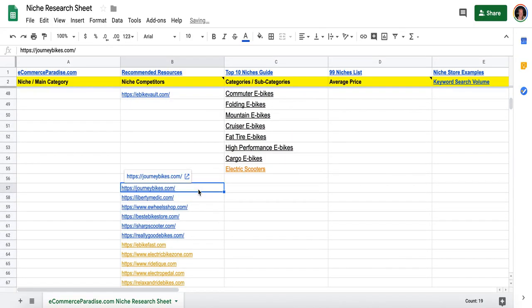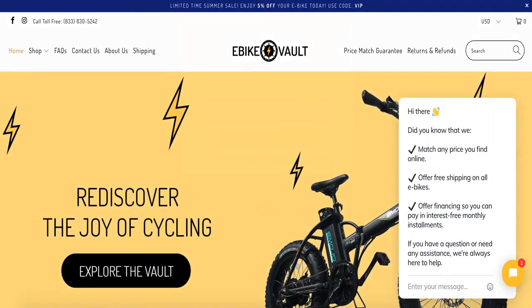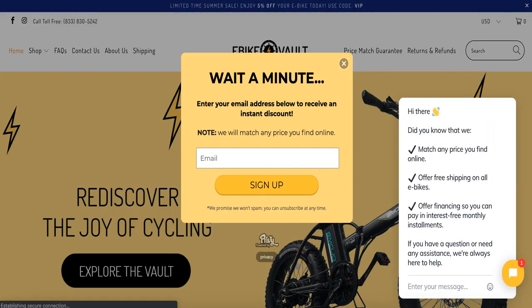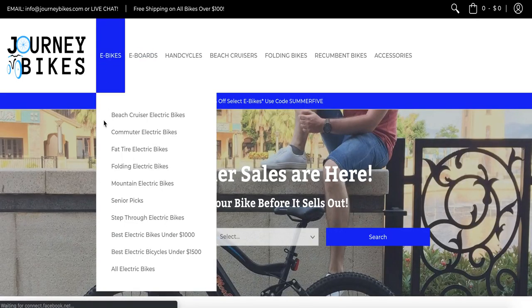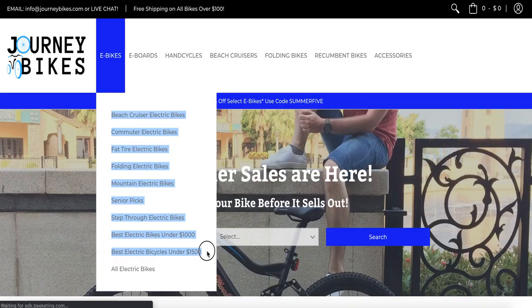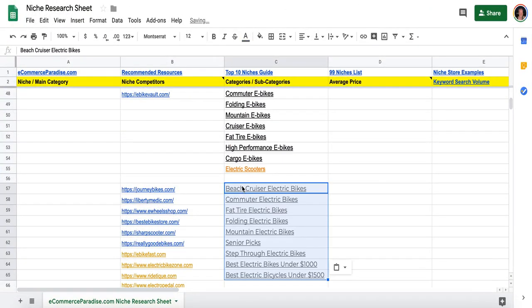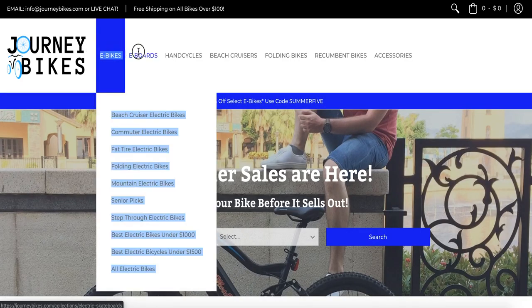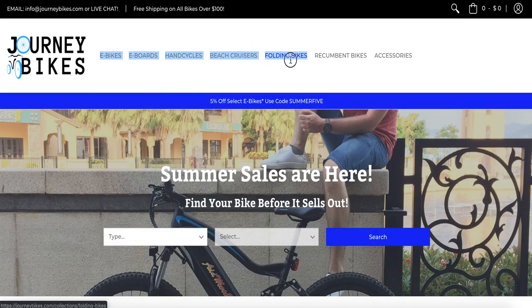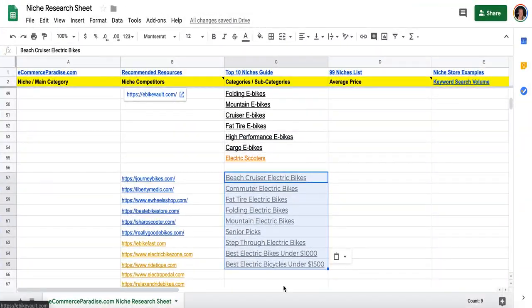And by doing this, you're going to get an idea of all the different versions of categories that people might have. So people might be using different keywords for different categories, and it'll be good for you to learn what they're doing here. Maybe they're doing some SEO tricks, and you want to be mindful of that if they are. So these guys also have e-boards, hand cycles. Okay. Good to know.